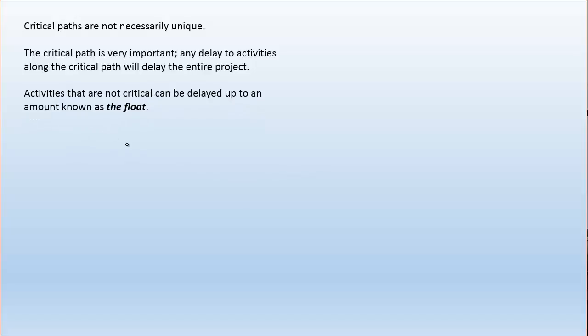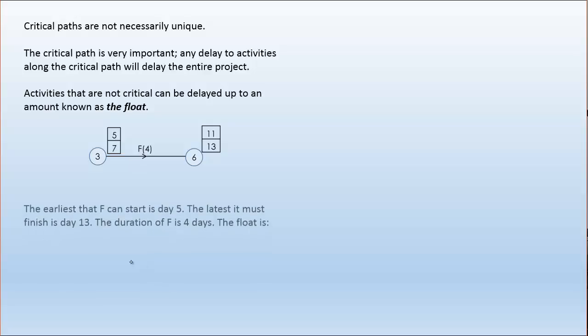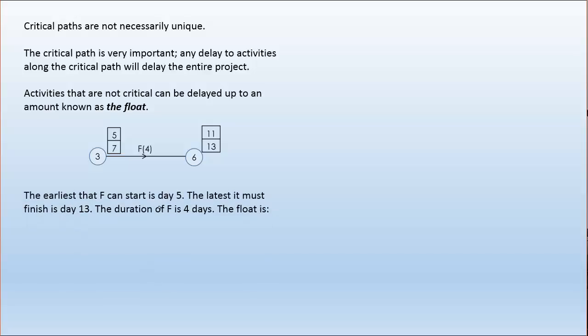Activities that are not critical can be delayed up to an amount known as the total float, and we're going to look at how to calculate that. So, for example, we have this activity F. The earliest that F can start is day 5. The latest it must finish is day 13. So the 5, the early event here, and the 13, the late event, those are important numbers. The duration of F is 4 days.